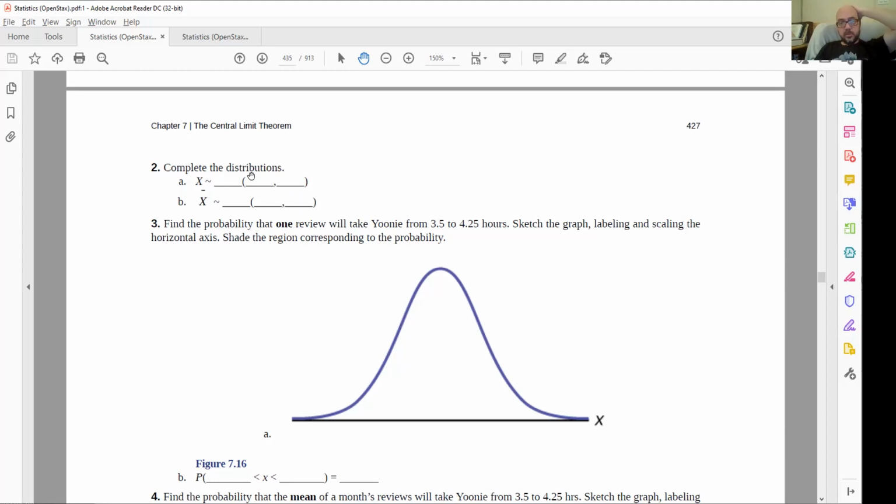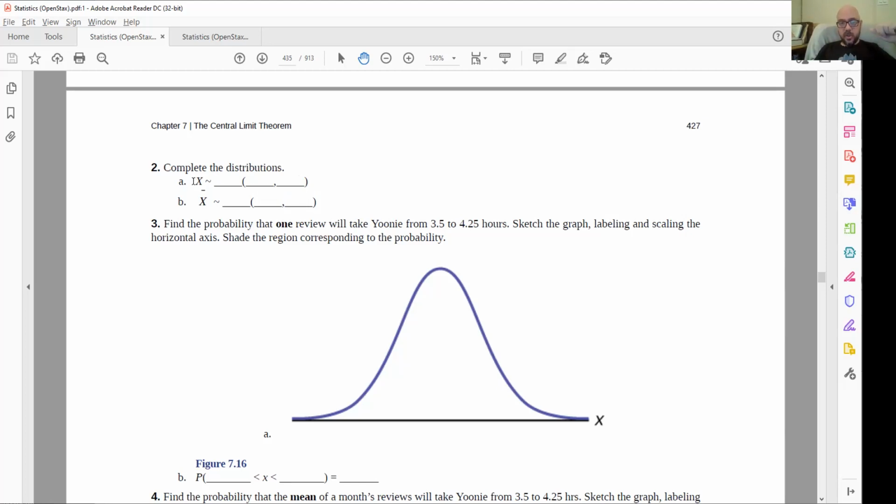So these two distributions are very similar, right? They're centered the same. And the only thing that changes is the standard deviation is smaller by a factor of the square root of the sample size. However, they're numerically similar, but they do not represent the same things.